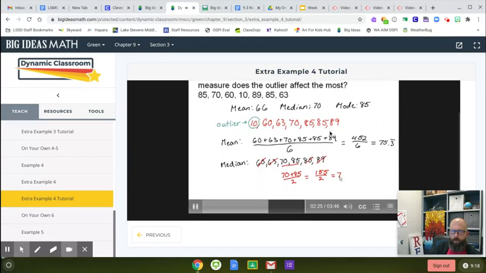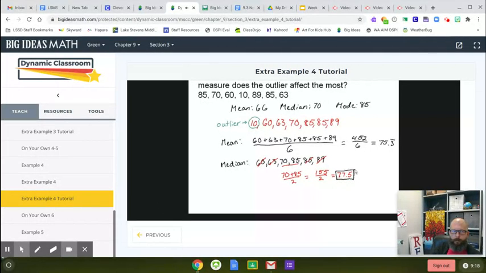Now let's find the mode. The mode is the data value that occurs most often. So, looking at our ordered data, we can see that 85 appears twice, and every other number appears only once. This means that the mode is 85.